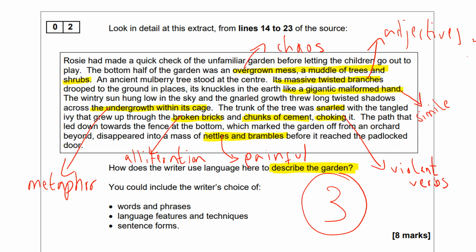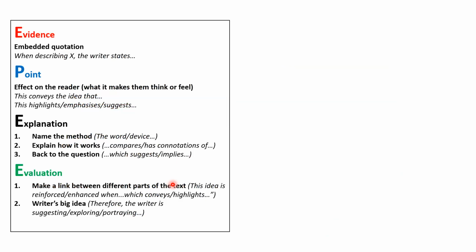So there's loads on the screen right now that I can use for writing a paragraph. I've read the extract, I've focused on the question, I've picked out my quotes, I've picked out some words and phrases and language features and some ideas based on those. And now it's time to write. So, like I say, this is the checklist that we are going to use now. So let's write a paragraph together.